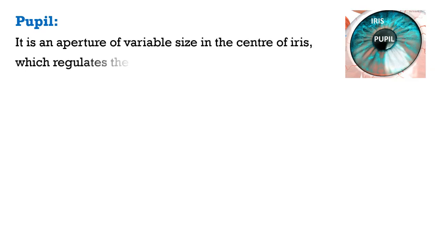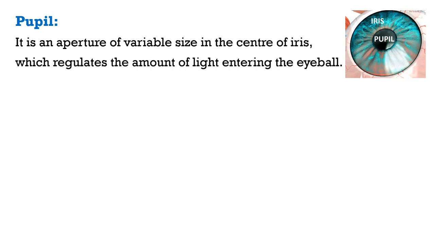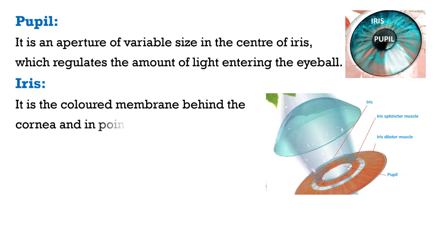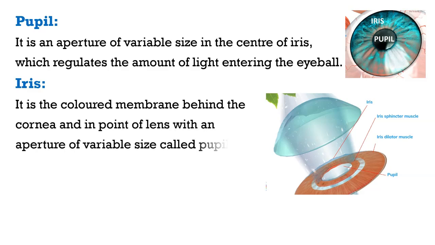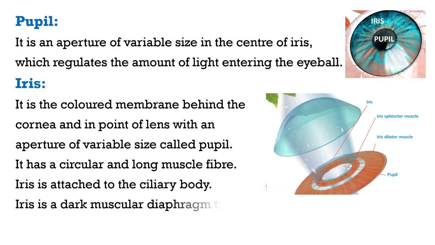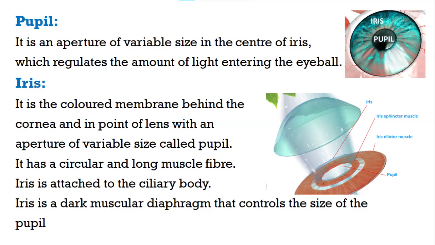Pupil. It is an aperture of variable size in the center of the iris, which regulates the amount of light entering the eyeball. Iris. It is the colored membrane behind the cornea and in front of the lens with an aperture of variable size called the pupil. It has circular and long muscle fibers. Iris is attached to the ciliary body. Iris is a dark muscular diaphragm that controls the size of the pupil.